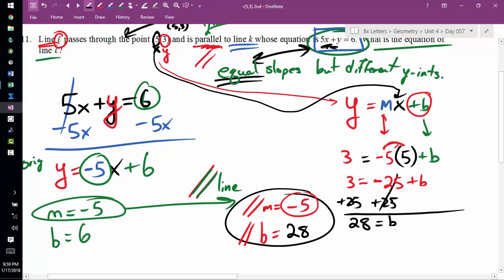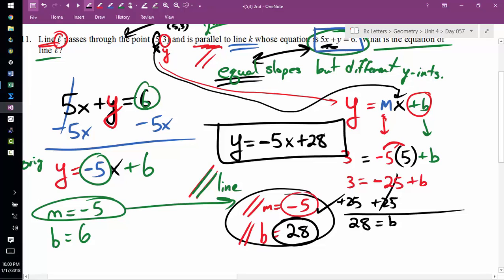I've got all the information I need to write the equation of a line. It will be y equals my slope, that minus 5 times x, plus my y-intercept, which is plus 28. I know you might be saying, hey, that looks weird. That's a strange y-intercept. But take that as a sign you should probably check your work. But that's totally reasonable. It's possible.